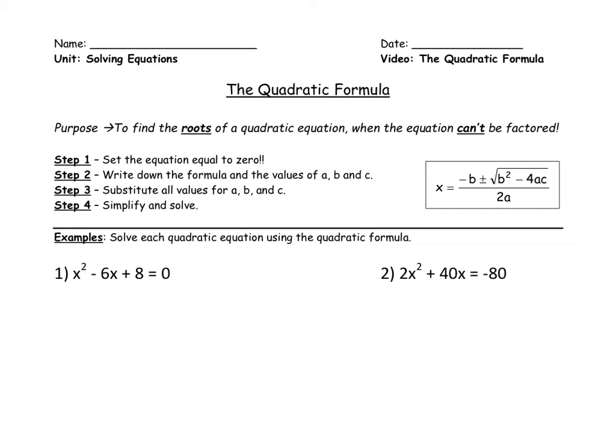Hi everyone, in today's lesson we're going to talk about the quadratic formula. The purpose of the quadratic formula is to find the roots of a quadratic equation when the equation itself cannot be factored. So here are the steps that we need to follow every time we're using this quadratic formula. You have to first set the equation equal to 0, write down the values for a, b, and c, and substitute and then solve.